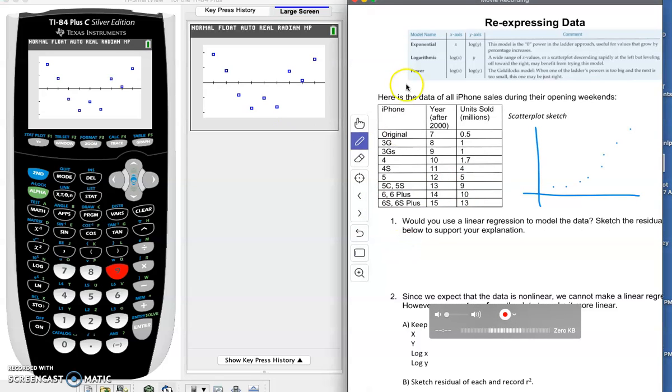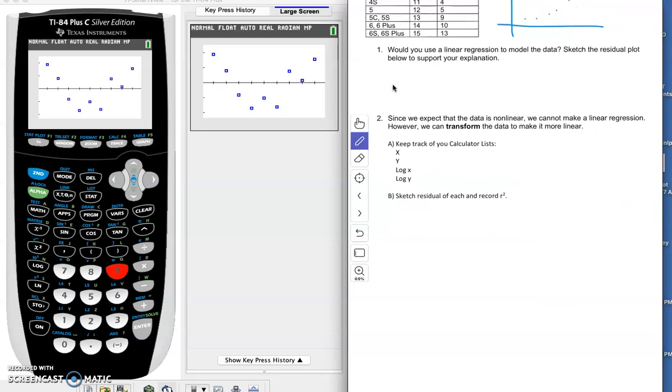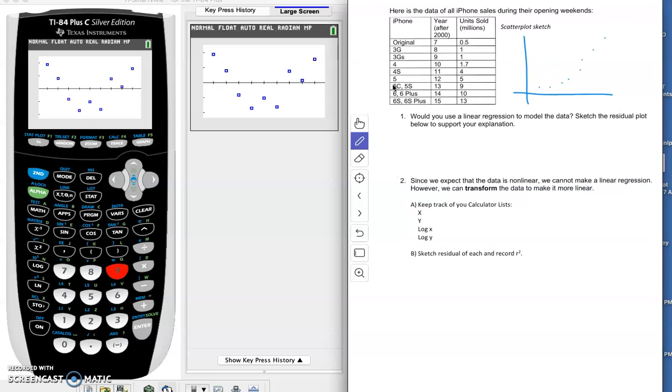So what do we do in this scenario to bypass all of that? Since we expect that this data is nonlinear, we cannot make a linear regression. However, we can transform the data to make it more linear. And you might be thinking, well, in other courses, I've looked at quadratic models and cubic models and logarithmic models. Maybe they're a better fit, and they truly may be. But in statistics, we can learn so much by looking at a regression model. R squared, for instance, only works with a linear model. So for the purposes of stat, we have to try to linearize our data.